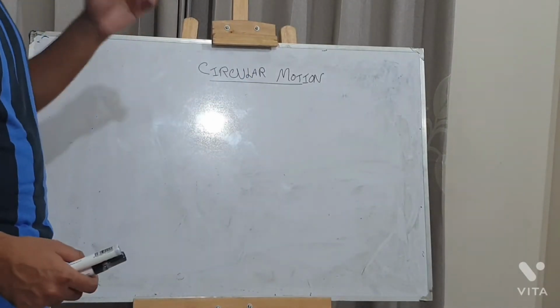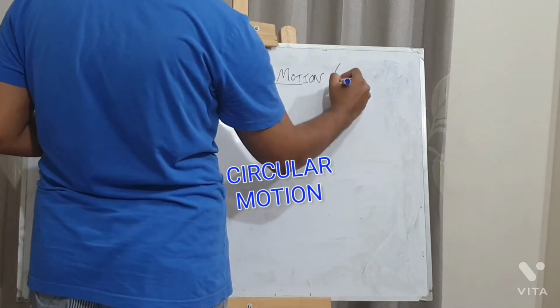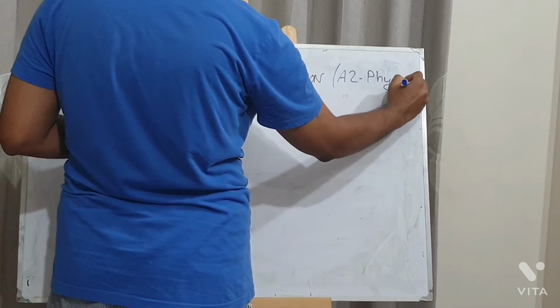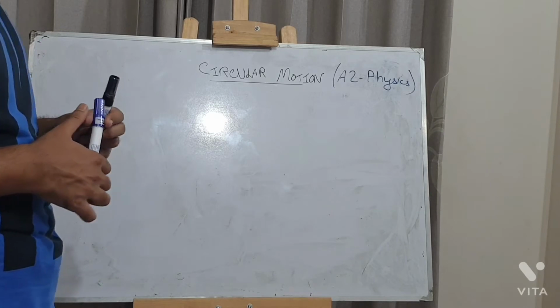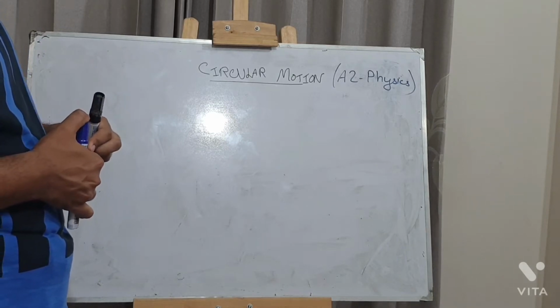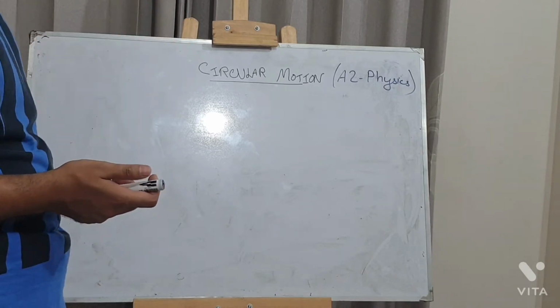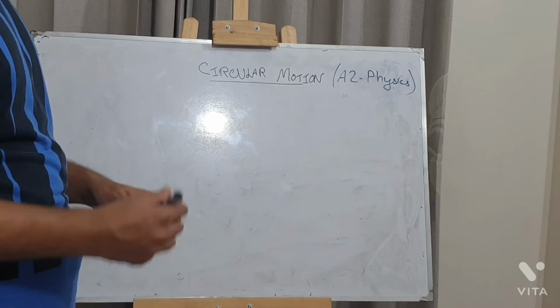Hello everyone, this is our first topic for A2 physics, circular motion. This is the first chapter that we are going to start in our A2 classes. Now circular motion, you are quite familiar with it. You have already dealt with this chapter in your O levels, so you have a basic idea what circular motion is and what force acts on an object when it is moving in a circular path, right?